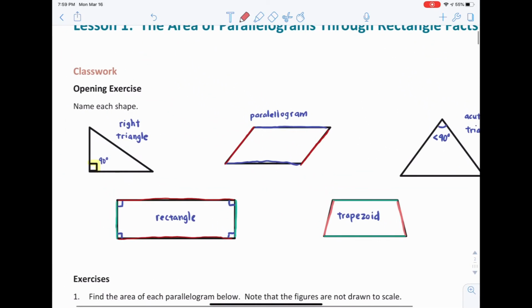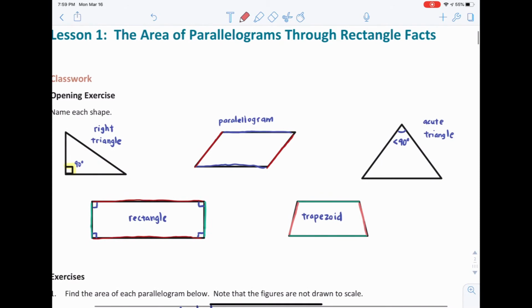Well, how did you do? We have these 5 shapes. Hopefully you named more than one correct. How many did you name correct?